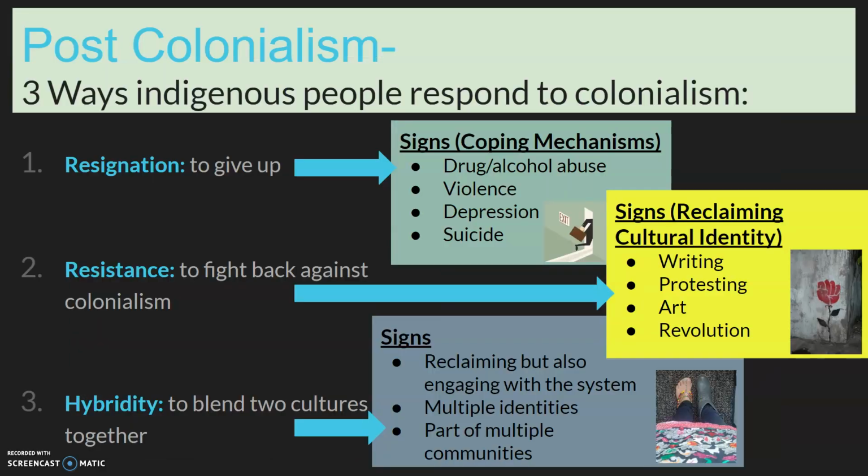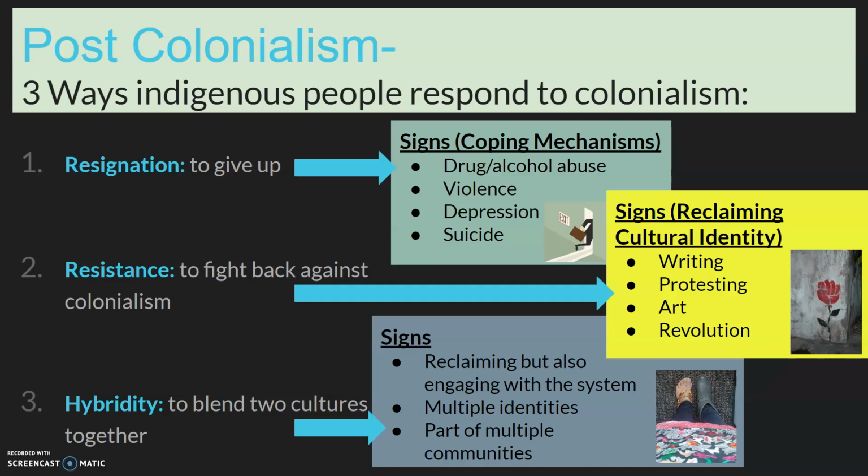So there are 3 ways that Indigenous or Native people can respond to colonialism. And these hopefully look very familiar to you. The first is resignation, which means to give up. And some signs or coping mechanisms of resignation include drugs and alcohol abuse, violence, depression, and suicide. Basically, quitting or giving up. So you might hear if somebody quits a job, they put in their letter of resignation. It means they don't want to show up anymore. They're done.